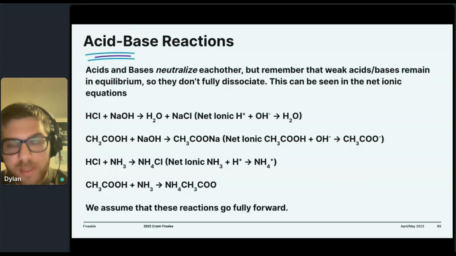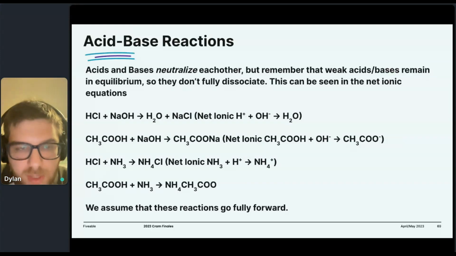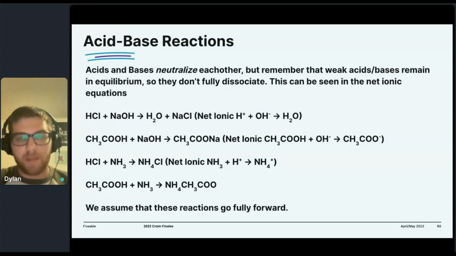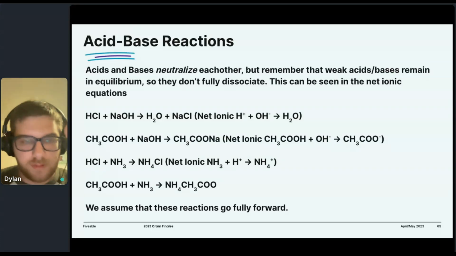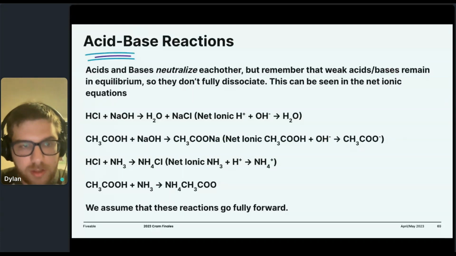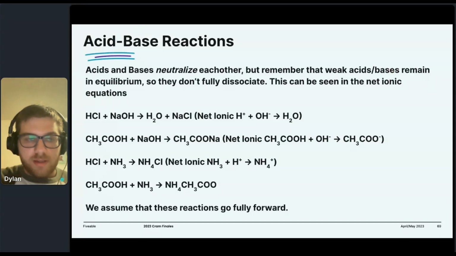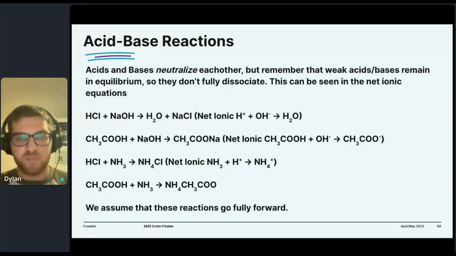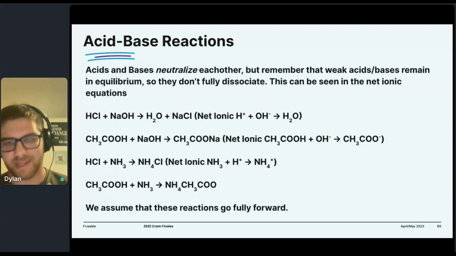So when we're talking about a weak base and a weak acid, those will just react to form kind of the fusion of the two, right? We'll see the H plus pop off of acetic acid, attach onto the basic NH3 to form NH4, and then we'll form an ionic compound, NH4CH3COO in this case, which is ammonium acetate.